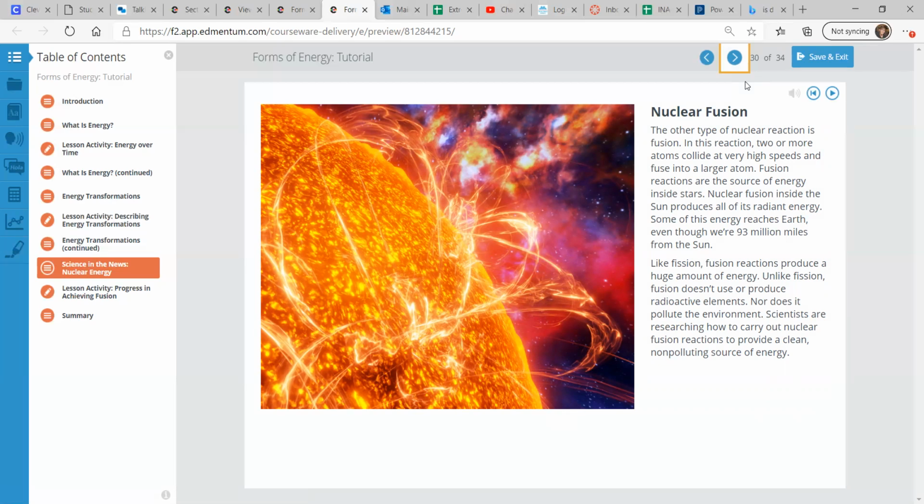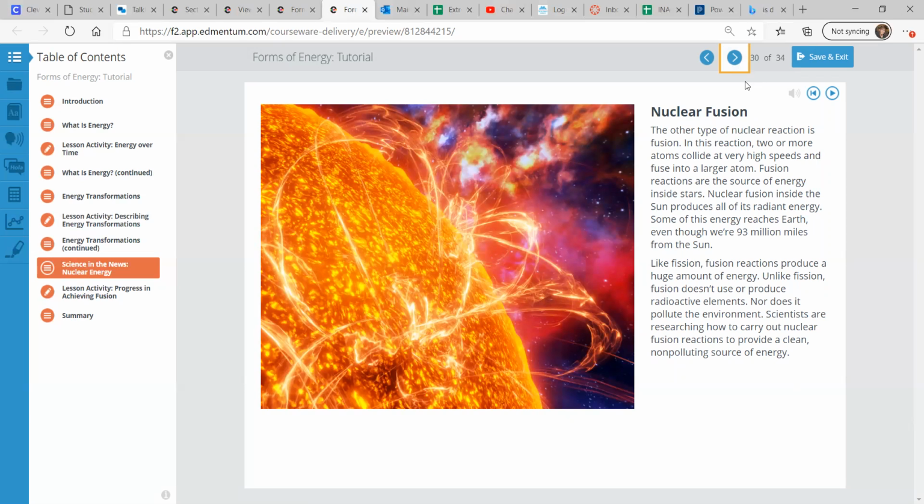On the other hand, we have nuclear fusion. Fusion is when two or more atoms collide at really high speeds and then they fuse together. So that is the fusion part of nuclear fusion. Atoms collide and then they fuse into a larger atom. Fusion reactions are the source of energy inside stars. Nuclear fusion inside the sun produces all of its radiant energy. Some of this energy reaches Earth even though we're 93 million miles from the sun. 93 million miles, and we can still see it.